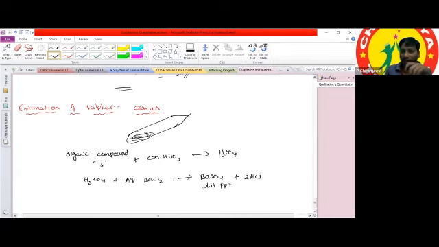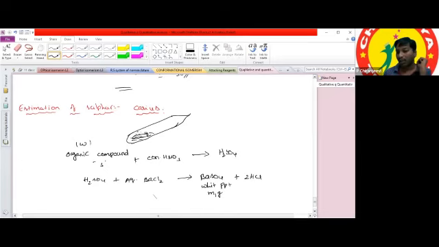Whatever precipitate is formed, we do the filtration. If you do the filtration, the filtrate comes outside and the solid substance is present on the filter paper. That we make dry and we can weigh. After drying, whatever weight we get, we call it M1 grams. The grams of organic compound we had taken in the fusion tube, we consider as W grams.